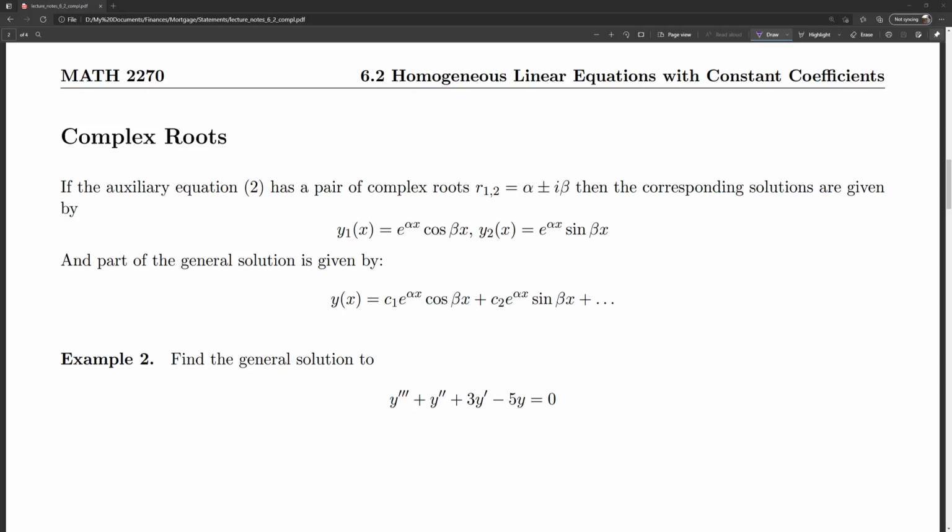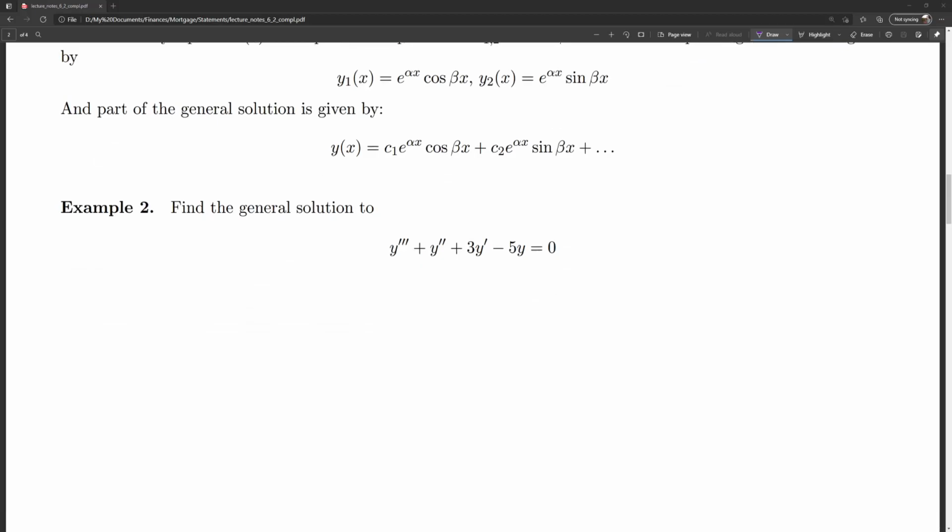So let's apply that to the following example. We want to find the general solution to the homogeneous differential equation y triple prime plus y double prime plus 3y prime minus 5y equals 0. If we look at the auxiliary equation, that is given by r cubed plus r squared plus 3r minus 5 equals 0.